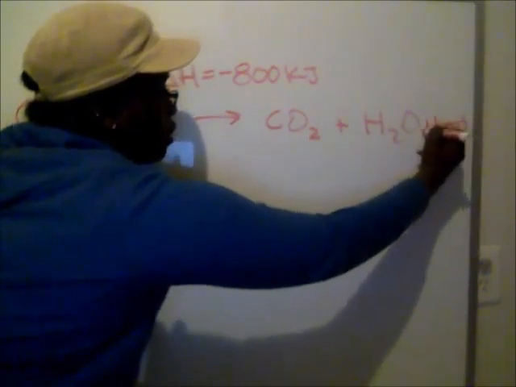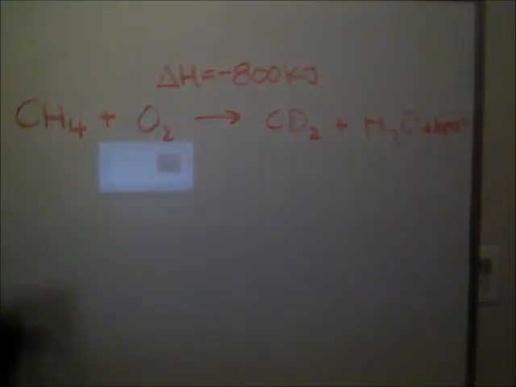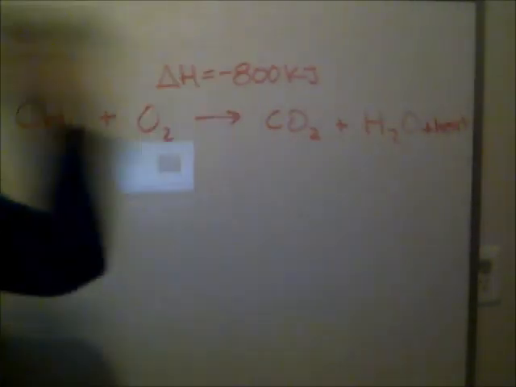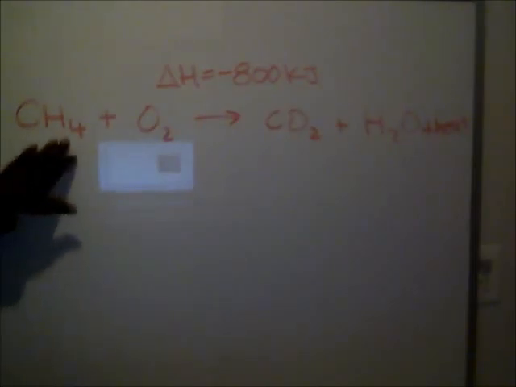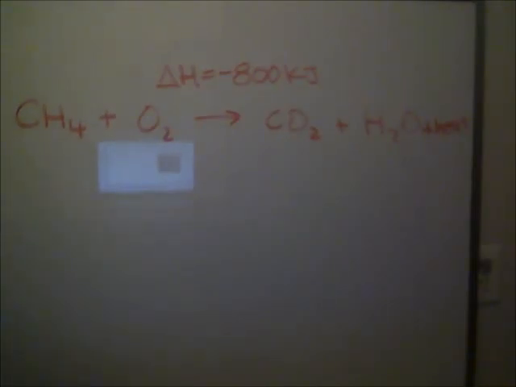Okay? And so those thermochemical equations are when you have an equation and then you have heat added. So heat goes on the product side if it's exothermic. If it were endothermic, it requires heat. So heat would go on the reactant side if it were endothermic.